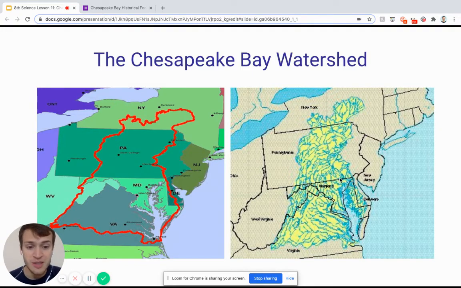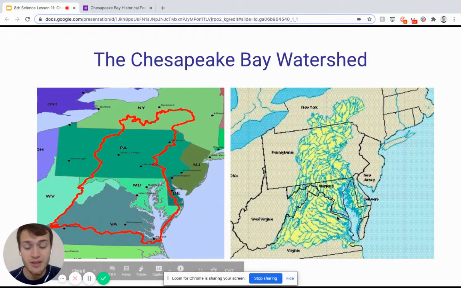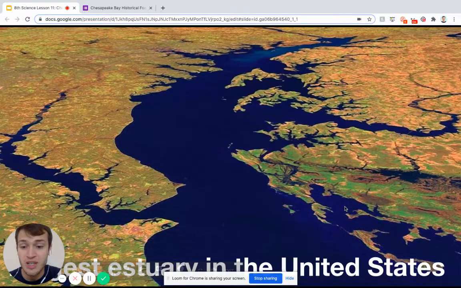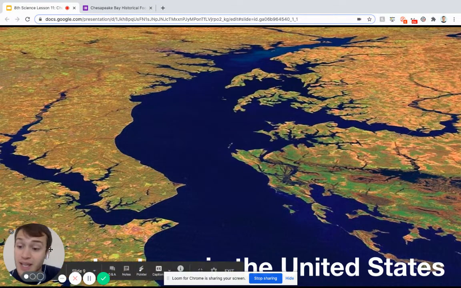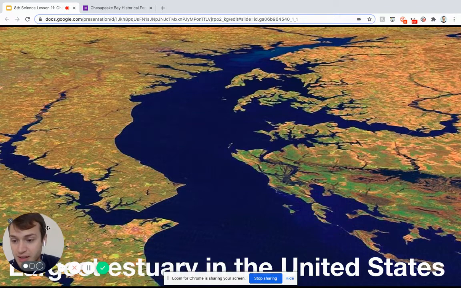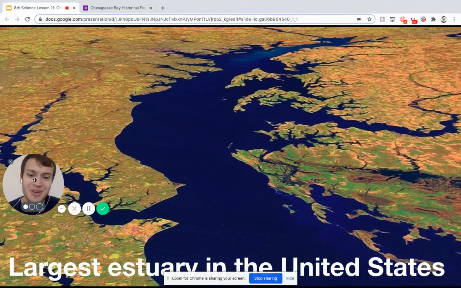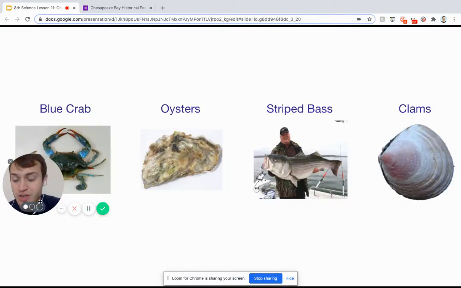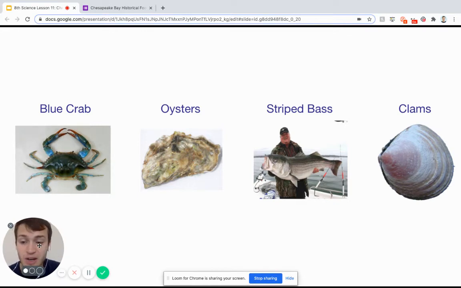Because Chesapeake Bay has fresh water mixing with salt water from the ocean, Chesapeake Bay is an estuary, and it's actually the largest estuary in the United States. Let me see if I can move my face. There we go. It is the largest estuary in the United States.